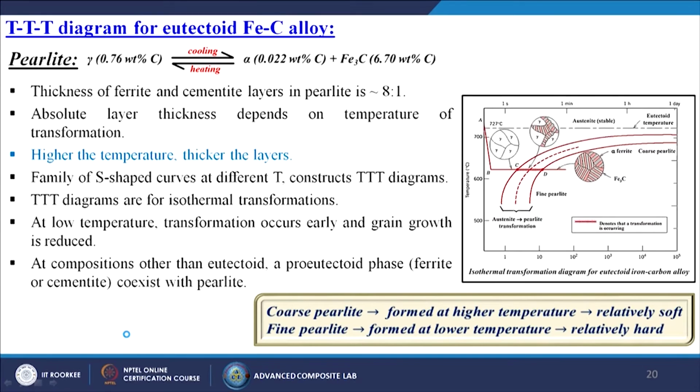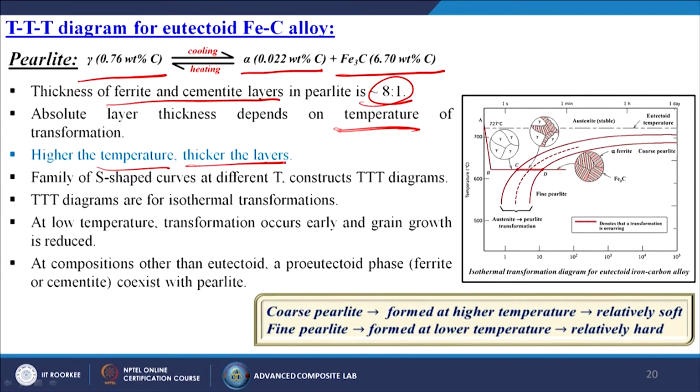Now, again we are going to discuss the TTT diagram for the eutectoid iron carbon alloy. So, pearlite, which is gamma having 0.76 weight percent of C, either by heating or cooling at certain conditions, gives alpha with 0.022 weight percent carbon plus Fe3C with 6.70 weight percent C. The thickness ratio of ferrite and cementite layers in pearlite is 8:1. Absolute layer thickness depends on the temperature of the transformation. So, you can see in all these cases the temperature is the vital factor. Higher the temperature, thicker the layers.